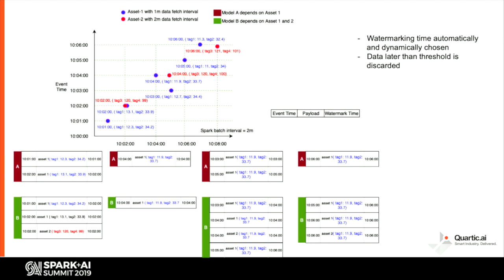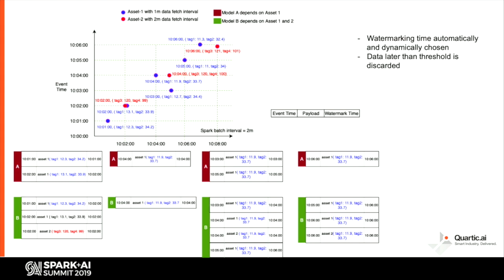In this case, we are talking about two different equipments, asset 1 and asset 2, and both of these equipments are generating data at different intervals. Asset 1 is generating at a 1 minute interval and asset 2 at a 2 minute interval. And imagine a scenario wherein there are two machine learning models deployed, model A and model B. While model A depends only on the data from asset 1, model B depends on the data from both asset 1 and 2. And the Spark batch interval is 2 minutes.